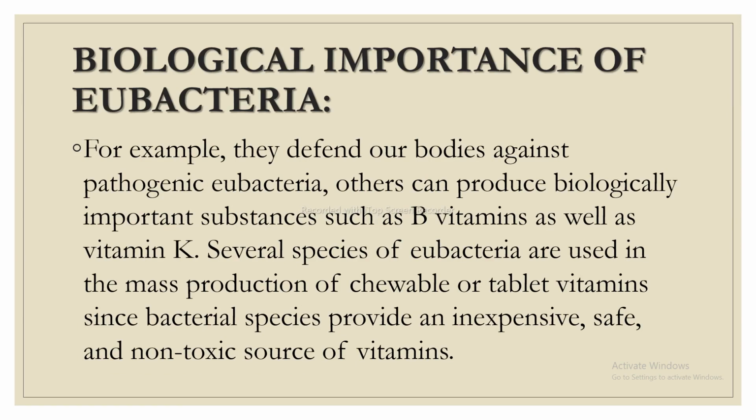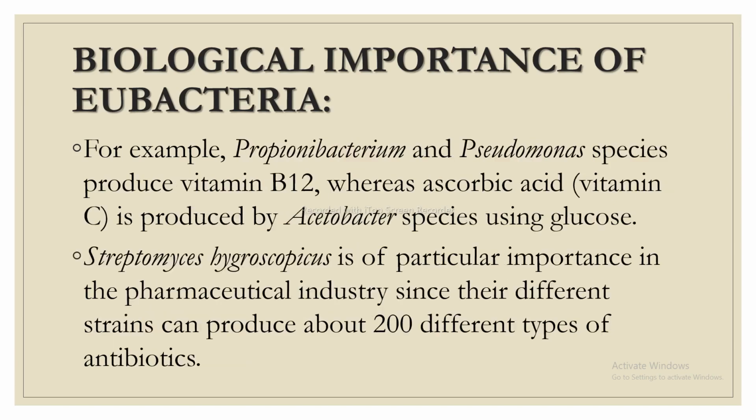B vitamins, as well as vitamin K. Several species of eubacteria are used in the mass production of chewable or tablet vitamins, since bacterial species provide an inexpensive, safe and non-toxic source of vitamins. For example, Propionibacterium and Pseudomonas species produce vitamin B12, whereas ascorbic acid, vitamin C, is produced by Cytobacter species using glucose.